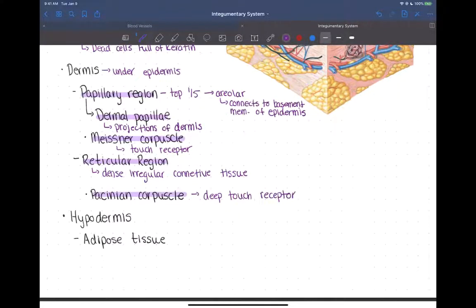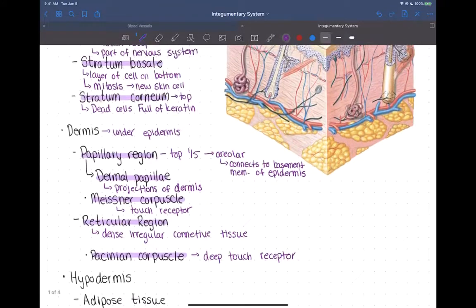Okay, and a lot of times, if you're looking at lab models, these Pacinian corpuscles are also called lamellated corpuscles. They look kind of like onions when you cut them, so they have these layers built in on each other. So that's our Pacinian corpuscle, located in the reticular region of the dermis.